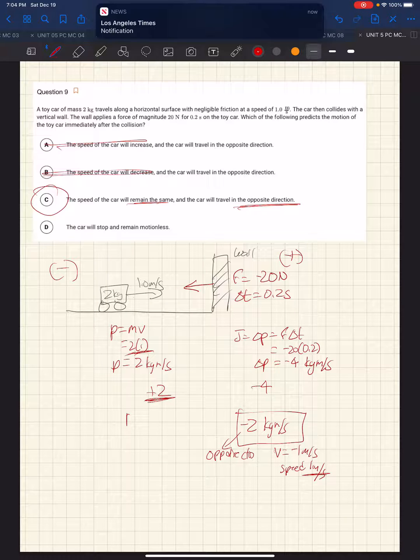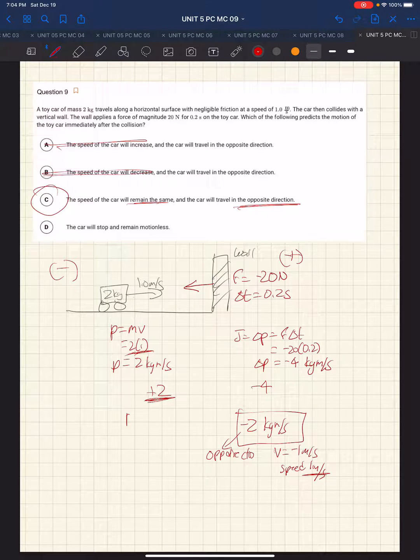The car will stop and remain motionless. No. For that to have occurred, the change in momentum would have needed to be minus 2, but it's actually greater than that. The impulse is not only enough to bring it to a stop, it is large enough that it causes it to change direction and move in the other direction. And so that's why our best answer is choice C.